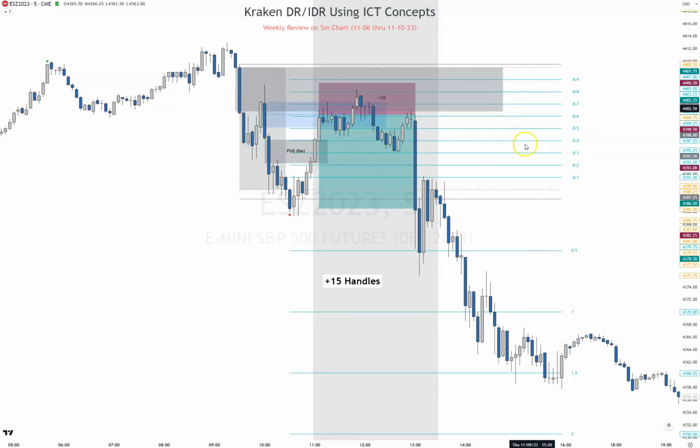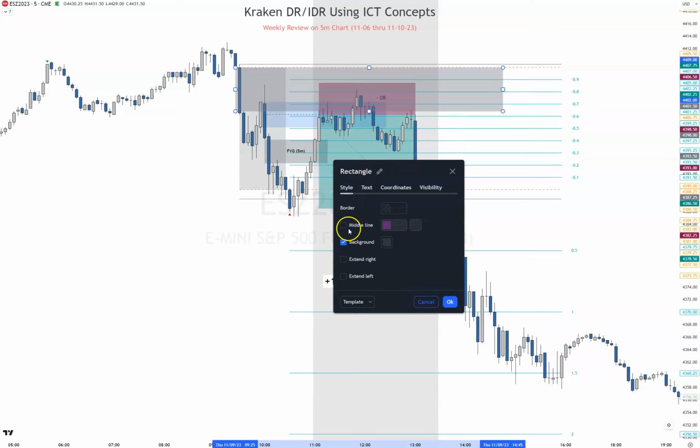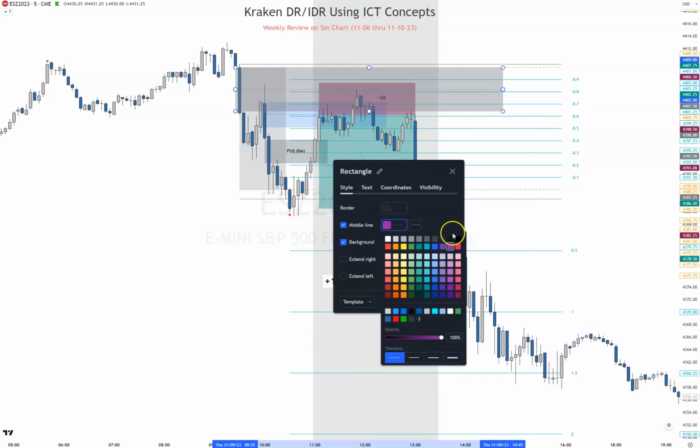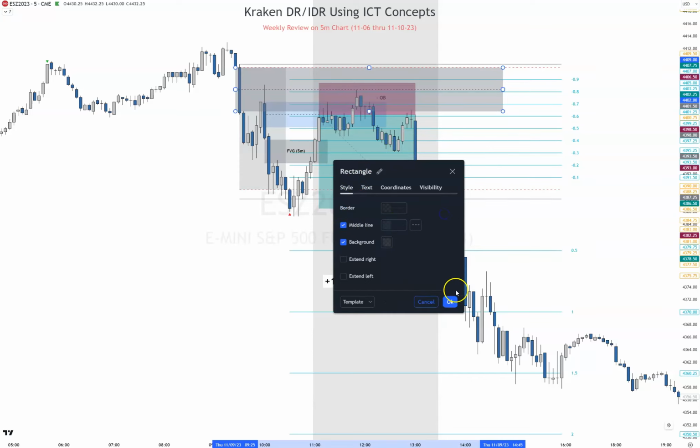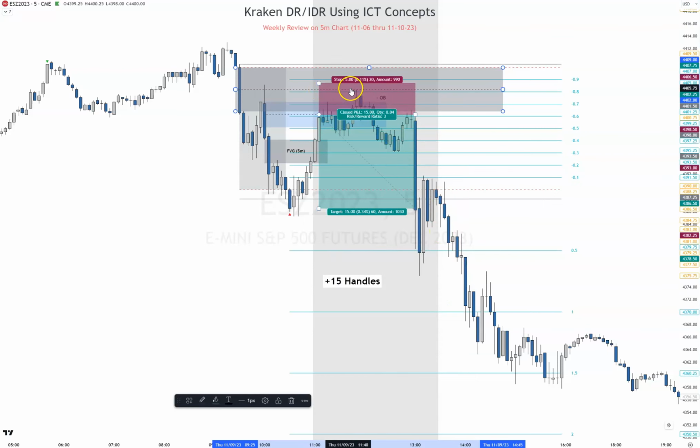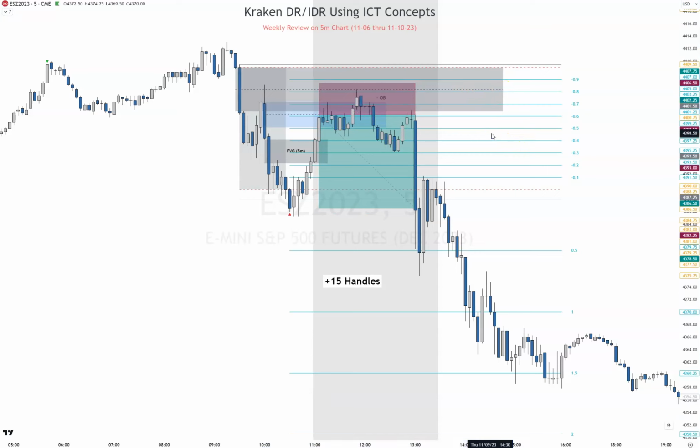Okay. So that would have been a good entry because, let's put that on there. Let's put the middle line right there, which is where it went to. Consequent encroachment of the fair value gap is where it actually traded to. So we took our trade at the order block, and with our stop one tick above the high here that created the order block, we took our 15 handles right here.